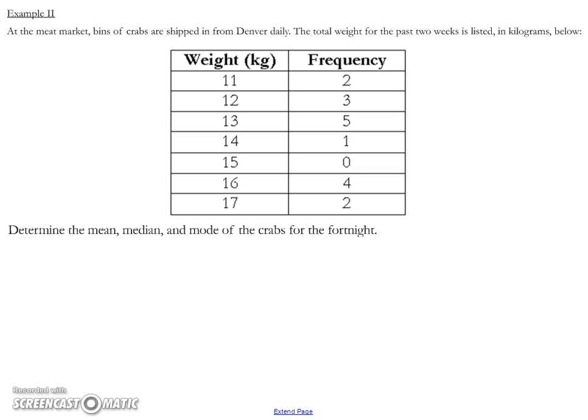So this one reads, at the meat market, bins of crabs are shipped in from Denver daily. The total weight for the past 2 weeks is listed in kilograms below. So now this is a different occurrence than we had before. I want to bring your attention to, say, for example, the first row. In the first row, we are told weight. Now, weight means that this is 11 through 17 kilograms.